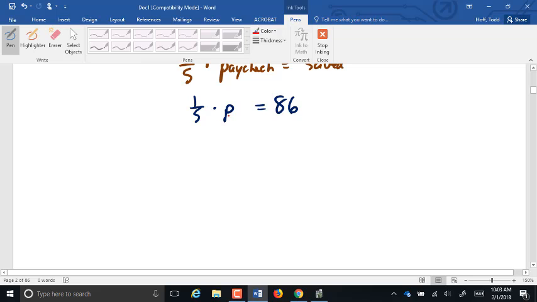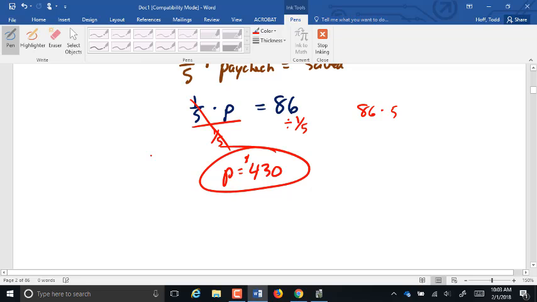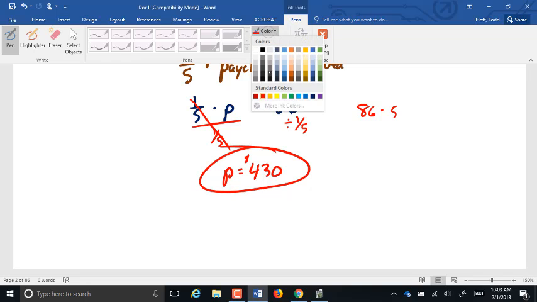So now to get rid of the 1/5, I'm going to divide by 1/5. So over here, I'll divide by 1/5. 86 divided by 1/5, of course, is the same as 86 times 5, which is 430. So Sam earned $430 that week. Or Sam's paycheck, I should say, was $430.